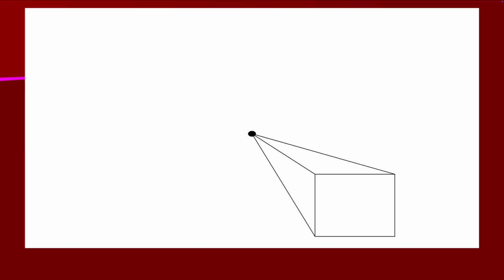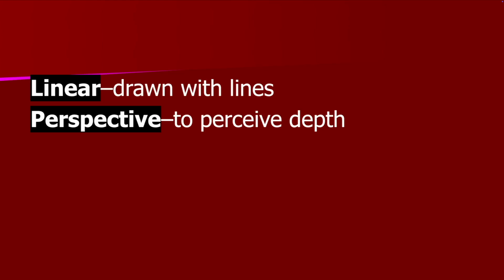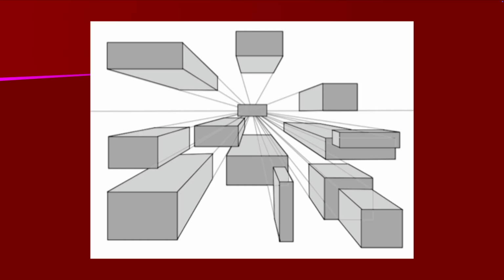All right, so a lot of terms there. Linear perspective. Linear is the expansion of the word line, so to draw with lines. And perspective is about perception. And in this case, it's to perceive depth and to create the illusion of three-dimensional depth. So linear perspective, creating the illusion of three-dimensional depth with lines.